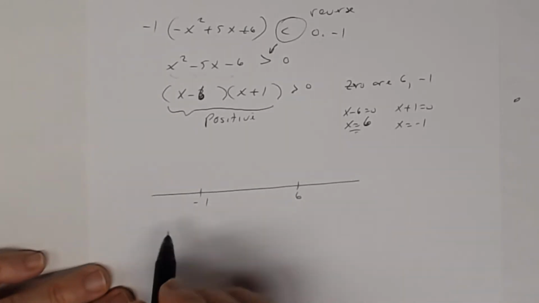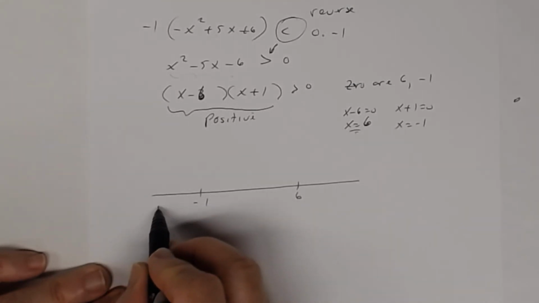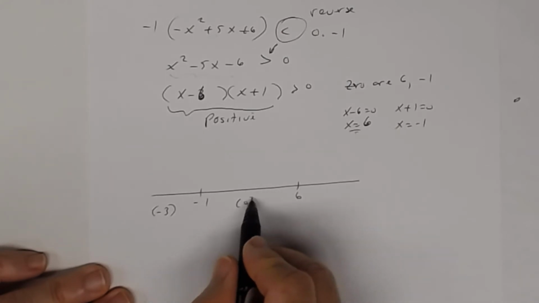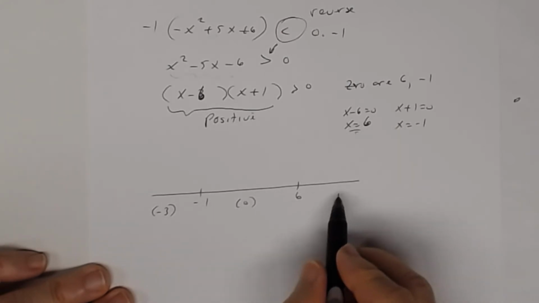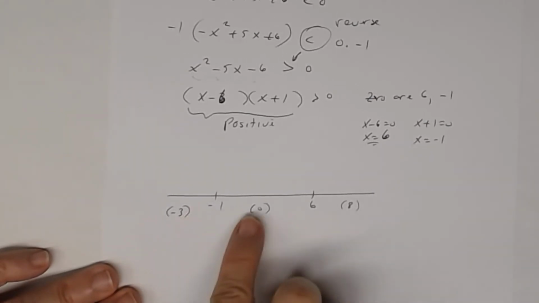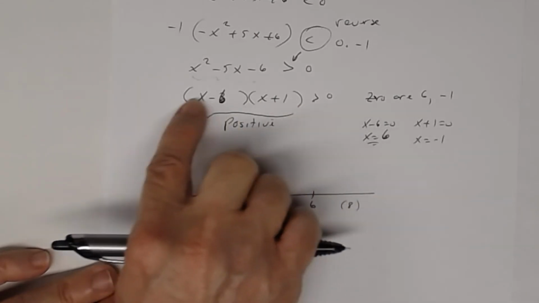Okay, so now we're going to pick test points. Give me a number between negative infinity and negative 1. Let's say negative 3. A number between negative 1 and 6, let's say 0. Between 6 and infinity, let's say 8. Okay, and so I have 3 test points. You're going to use each one. You're going to substitute it back into this factored part.